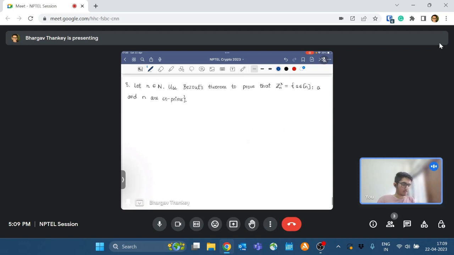Now let's look at the eighth problem. The eighth problem is: let n be a natural number. Use Bezout's theorem to prove that Zn cross is the set of a in Zn such that a and n are coprime. So let's see how to do this.